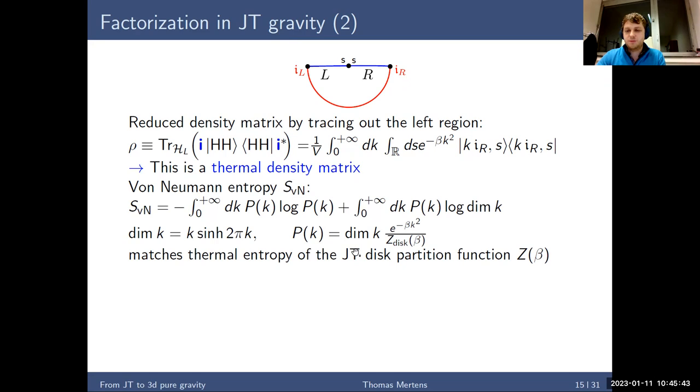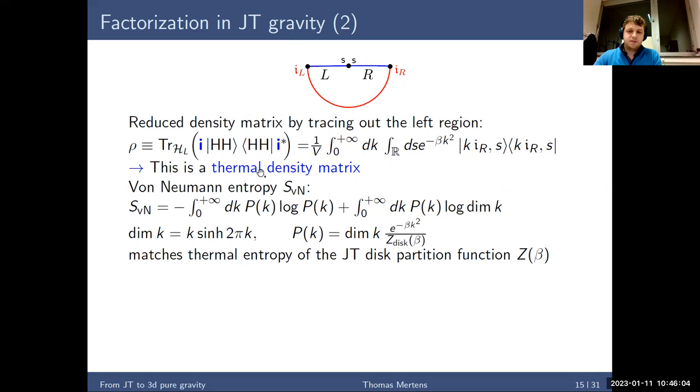It's normalized to one, plus a second term. You have an integral over K, P of K log dim K. If you're familiar with the entanglement entropy of edge states or of lattice gauge theory, then these terms might look familiar. So it has precisely the same form. I've already mentioned it here because this is just the thermal density matrix.